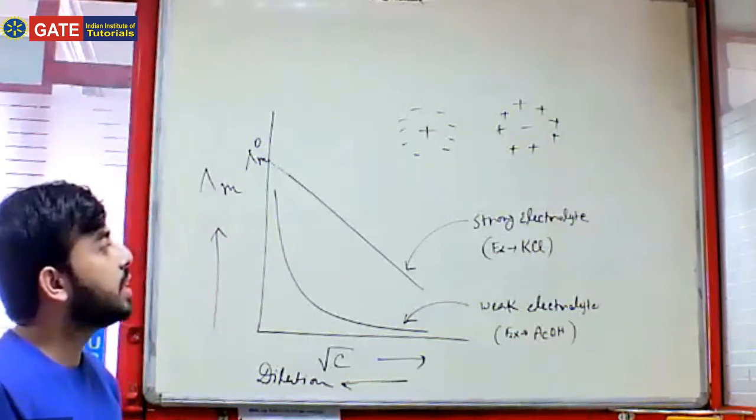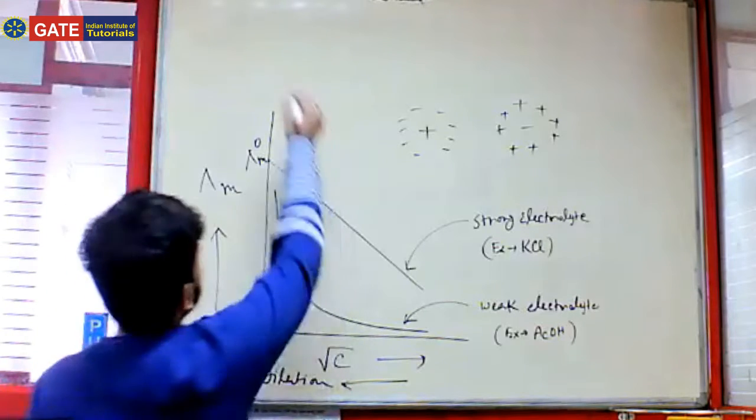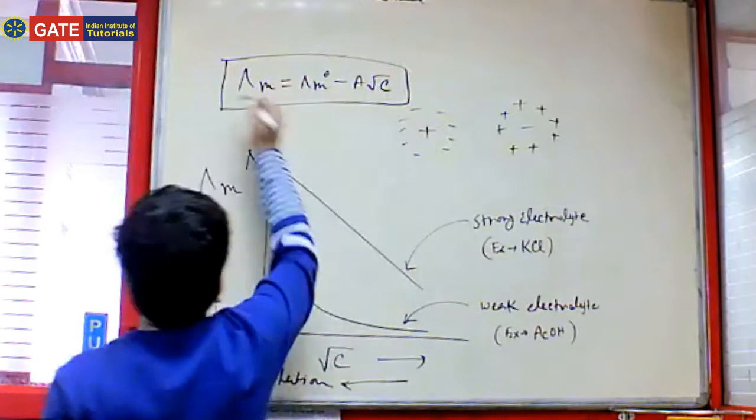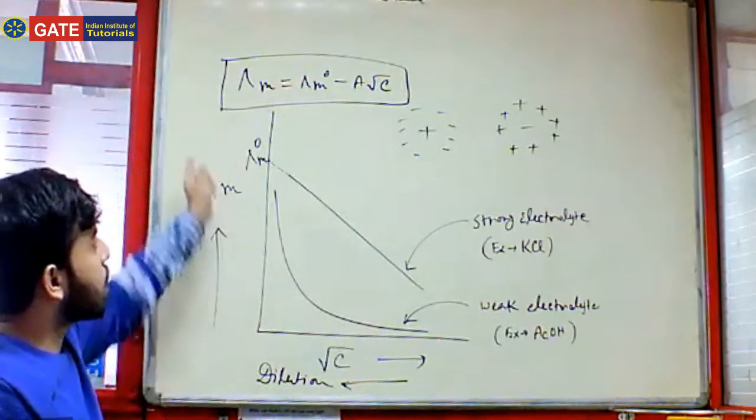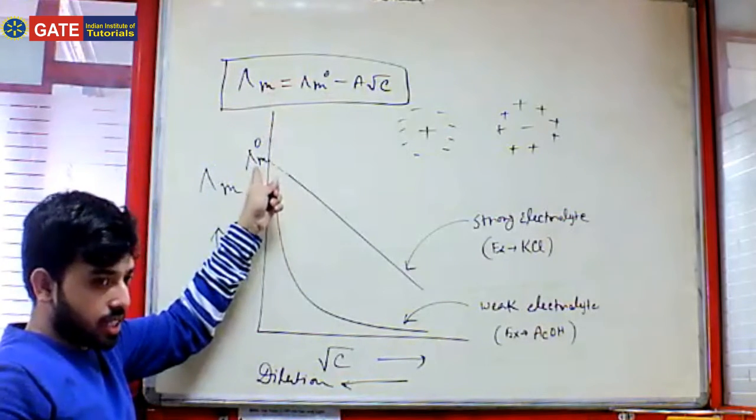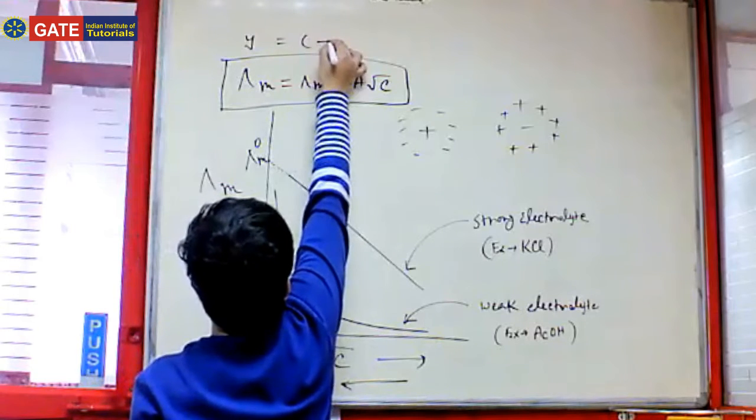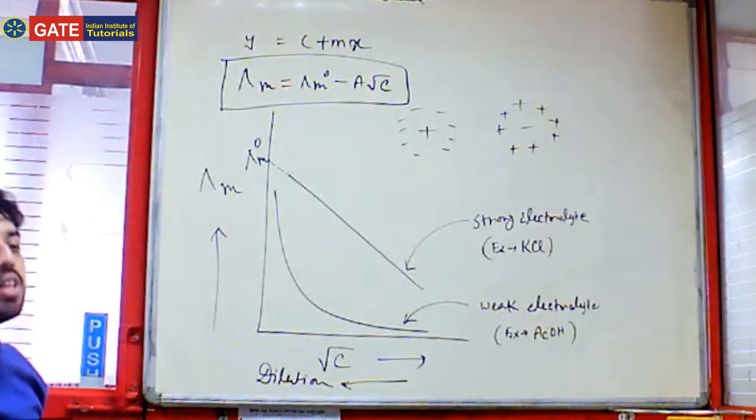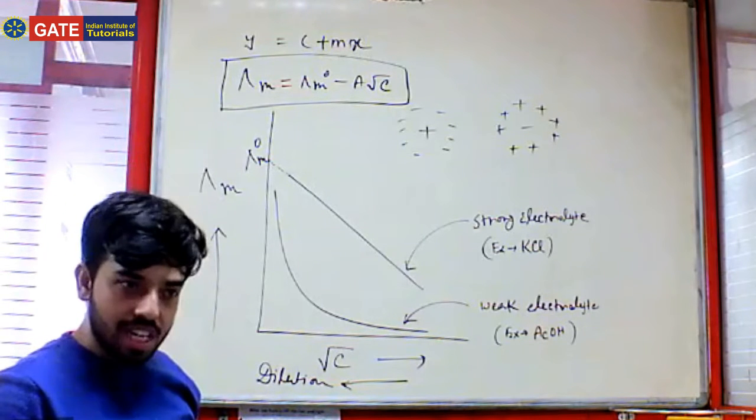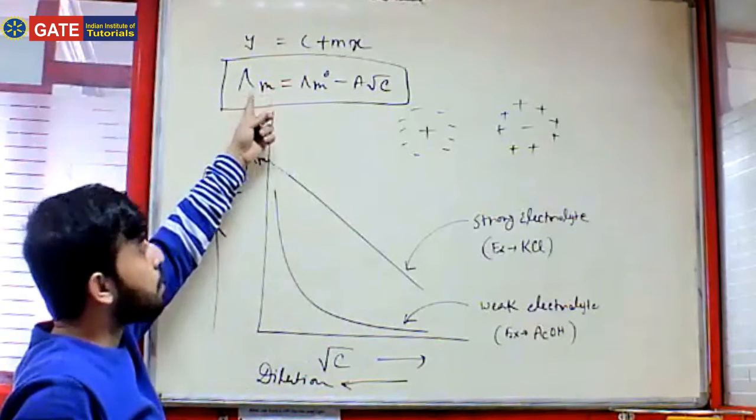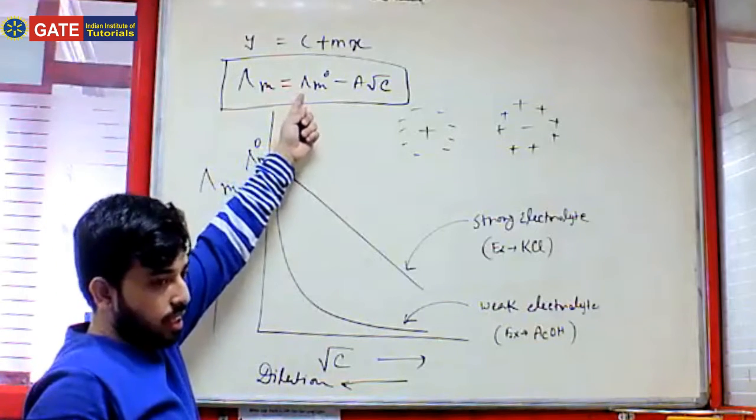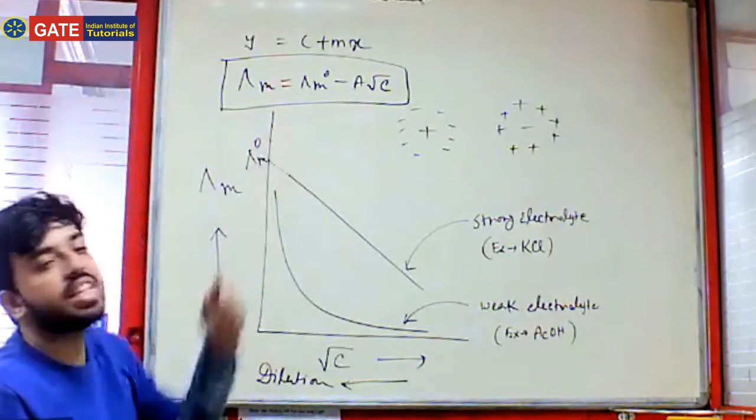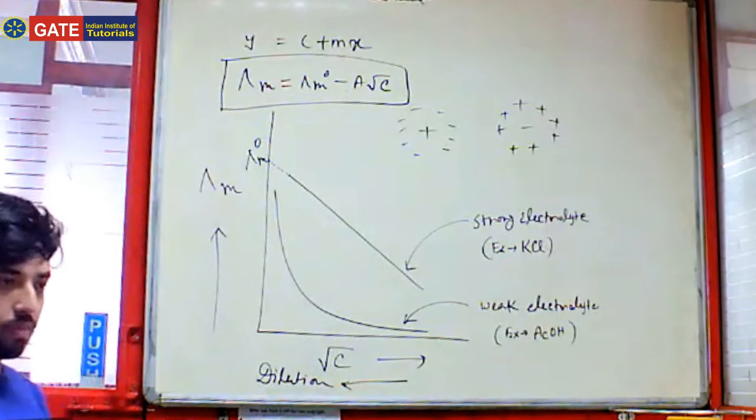This is the case. This curve is for the strong electrolyte. Y is equal to C plus M x, nothing but a straight line. Here Y is lambda molar conductivity, C is the intercept, which is this, okay? And the slope is negative, that is minus A. You can see the slope is negative. M is the slope, C is the intercept. This is for the strong electrolyte. Note it down.